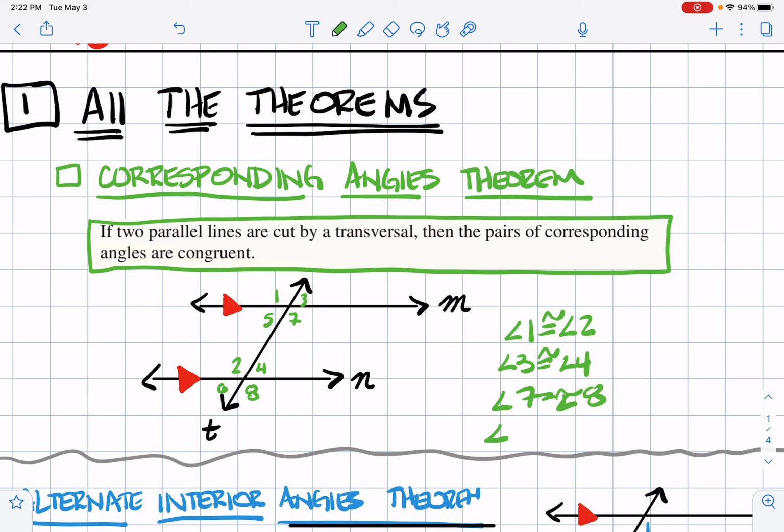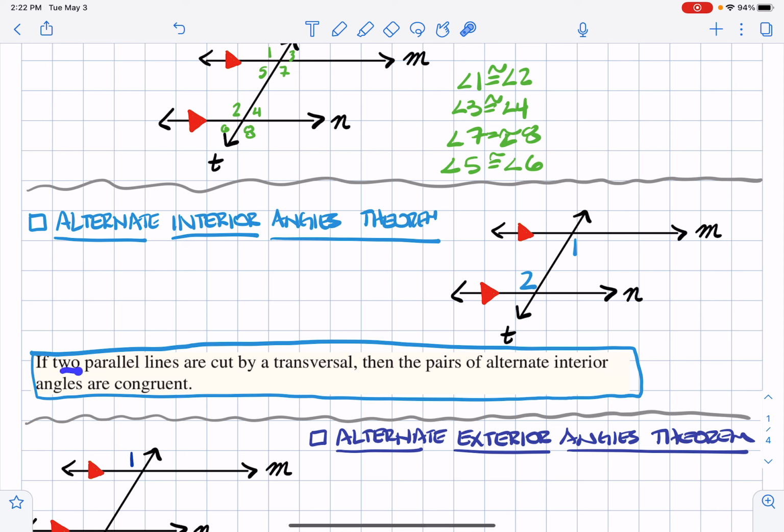Okay. The next theorem is called the alternate interior angles theorem. So here's what it says. First, again, right? If 2 parallel lines are cut by a transversal, so again, I have 2 parallel lines right here, M and N, and I know that they're parallel because of the little triangles here. And my transversal is line T. So same picture, right? Then pairs of alternate interior angles are congruent.